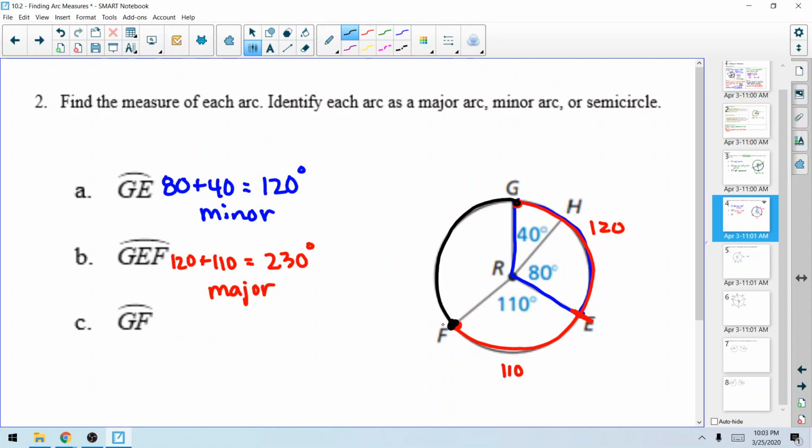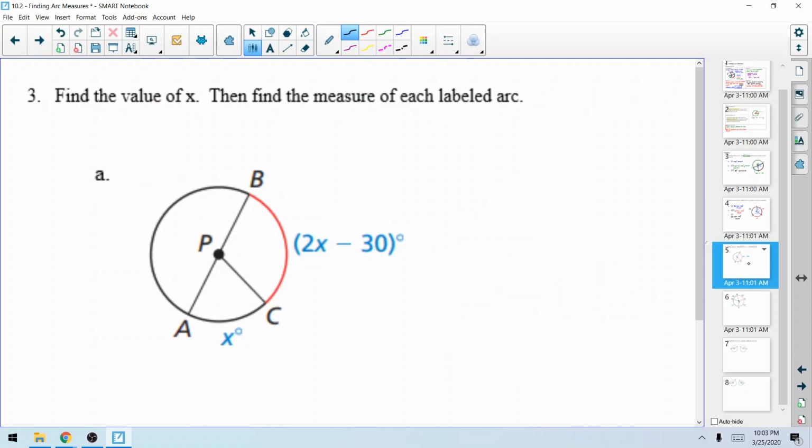Okay, so now I'm looking, I've got this red part out here. Well, I know that that was 230. Well, my black part kind of makes the rest of the circle. So this time I'm going to take the easier route, and I'm going to say, okay, well, the whole circle is 360 minus that red part, which is 230. So 360 minus 230 leaves me with 130. So I know this part has to be 130. And then because it's less than 180, minor.